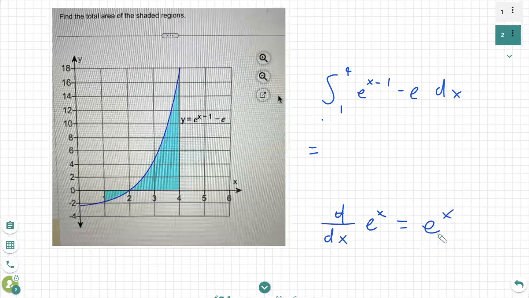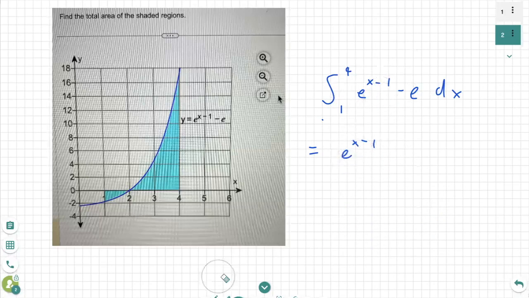Does that make sense? Yeah. Right. So the antiderivative of e to the x is also itself. So in this case, the antiderivative of e to the x minus 1 is just itself, right? And you can check by taking the derivative. The derivative of e to the x minus 1 is just itself. And the x minus 1 part is an inner function, but the inner derivative of x minus 1 is just 1. So the antiderivative of e to the x minus 1 is just itself, e to the x minus 1.